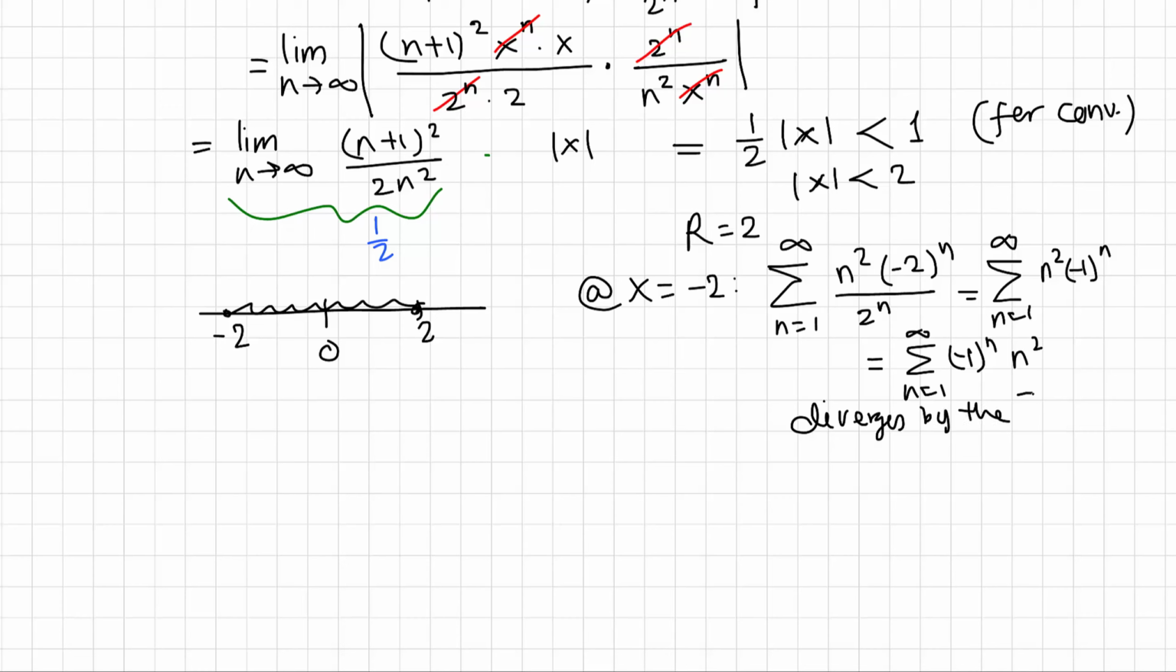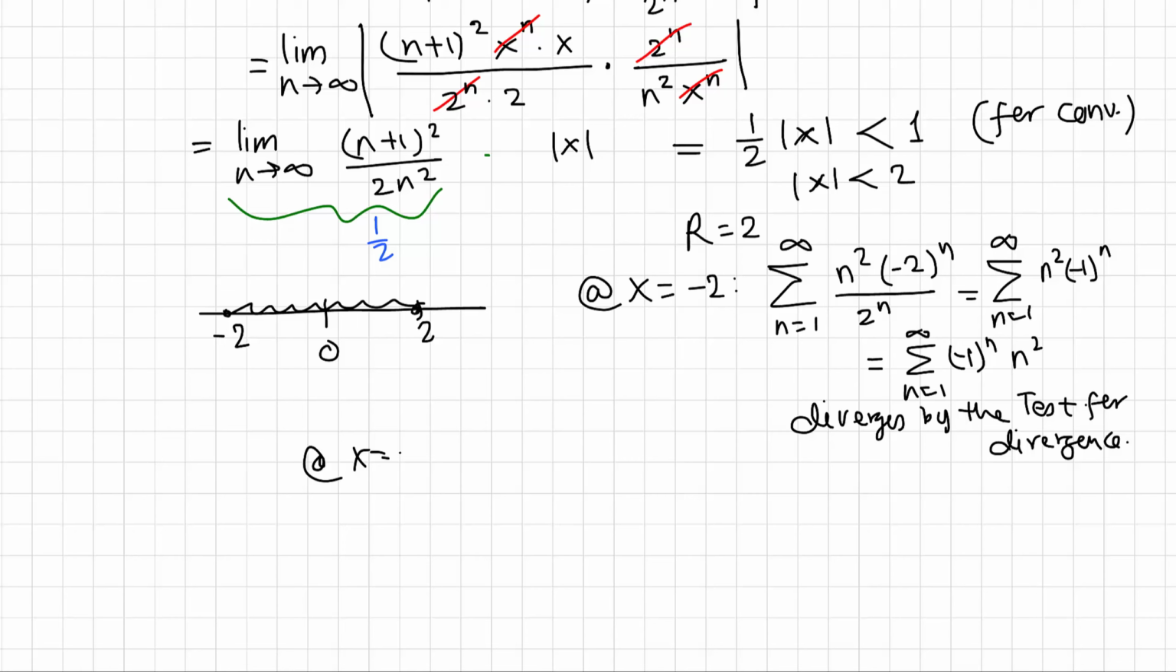So we can simply call this one divergent by the test for divergence, because these terms are not marching towards 0 eventually. That means divergence for sure. Even if they march towards 0, that does not mean convergence, but then we have to do some other work. So -2 is not included.